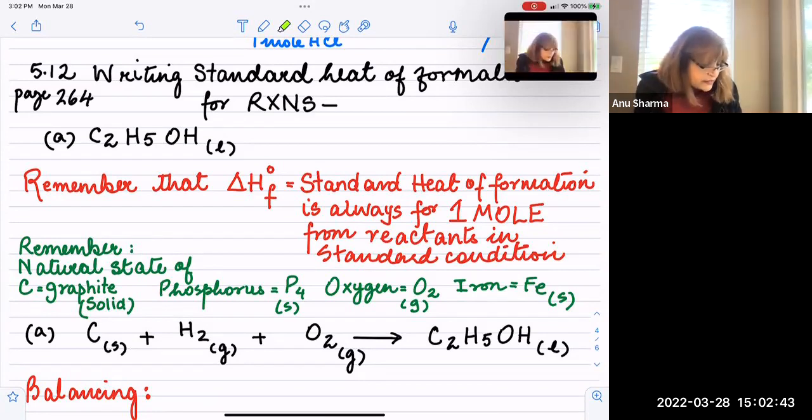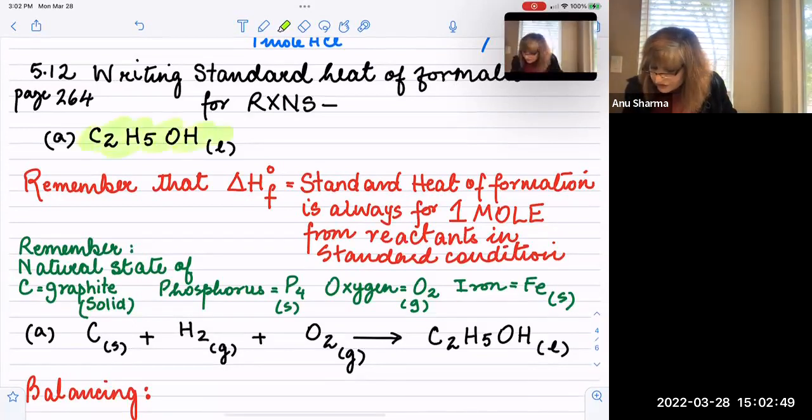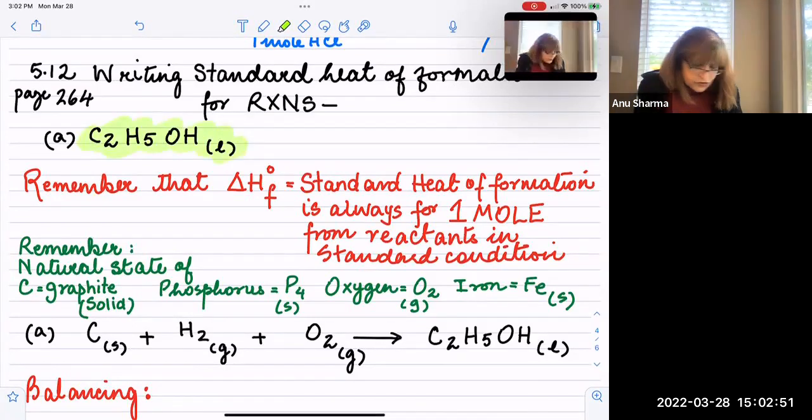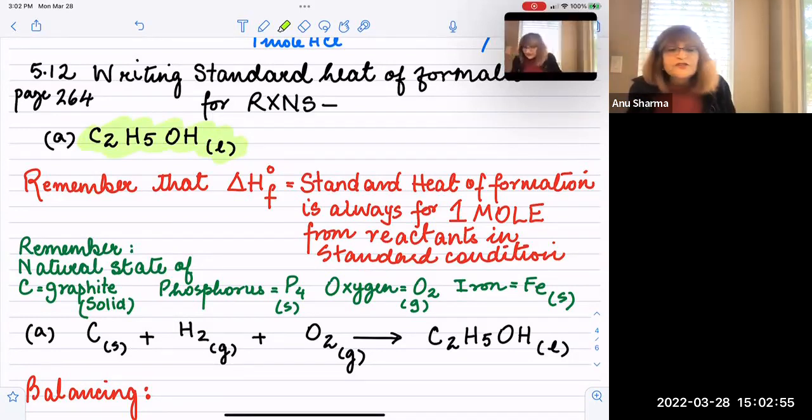Write the heat of formation reaction equation for C2H5OH, given in liquid form. That state is very important. Remember that the standard heat of formation, delta H, is always for 1 mole, when the reactants are in their standard conditions, their most natural state. The natural state, as we talked about.